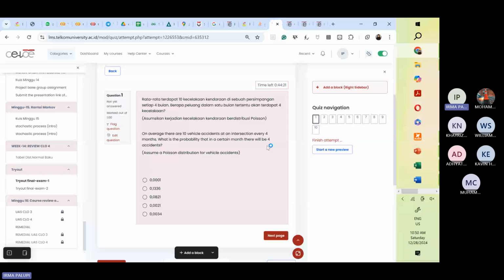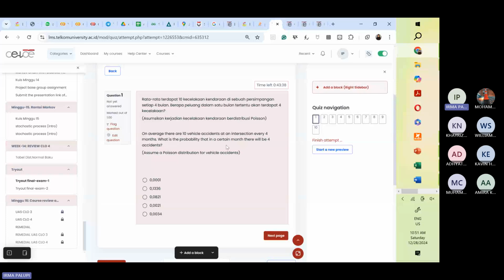So if this problem is given as the hint, the number of accidents is a Poisson distributed random variable, right? So we can understand here that we have 10 vehicles, the number of vehicles that get accidents in one intersection for every 4 months. But what we want to find here is the probability that in a certain month there will be 4 accidents.